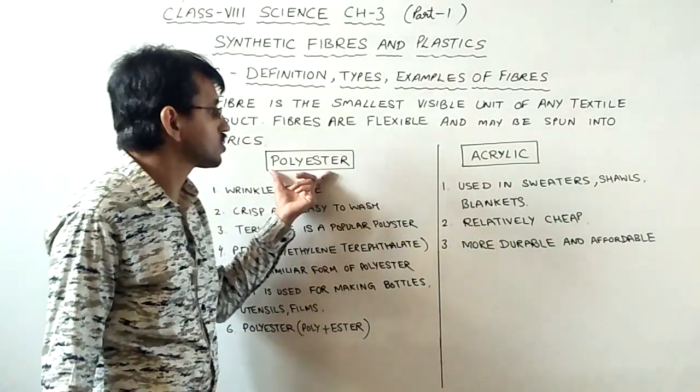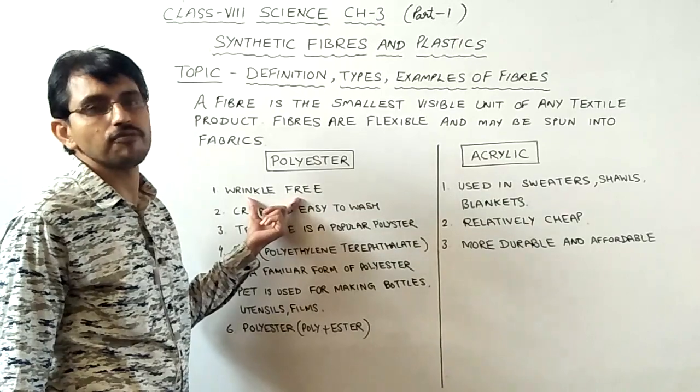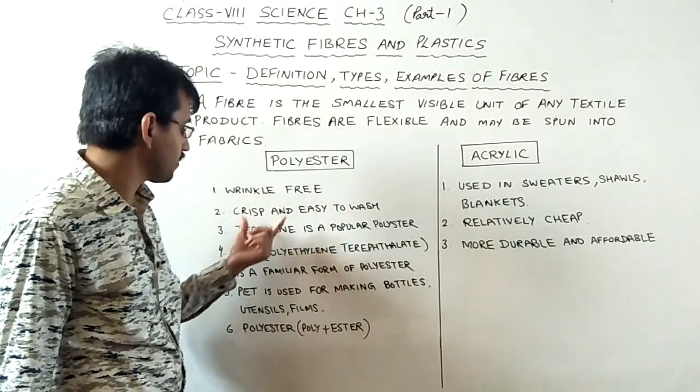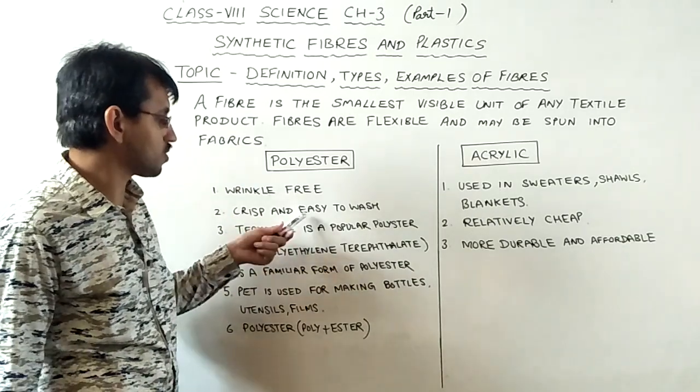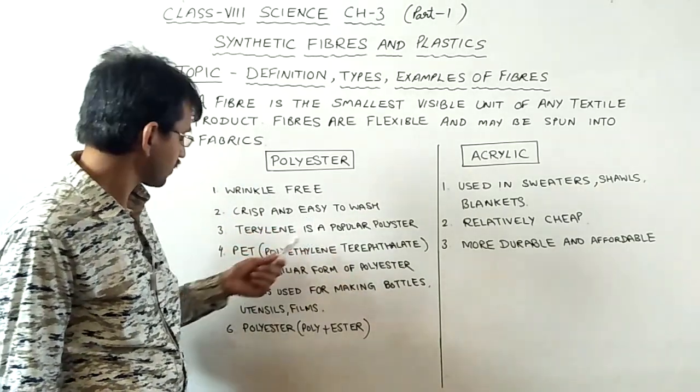Now we will talk about polyester and acrylic in detail. Polyester. Polyester is a wrinkle-free artificial fiber. Wrinkle-free means it does not crumple. It is crisp and easy to wash. Terylene is a popular polyester.